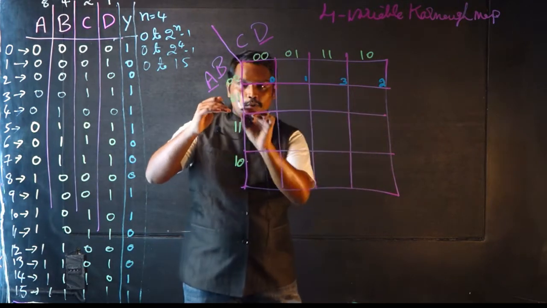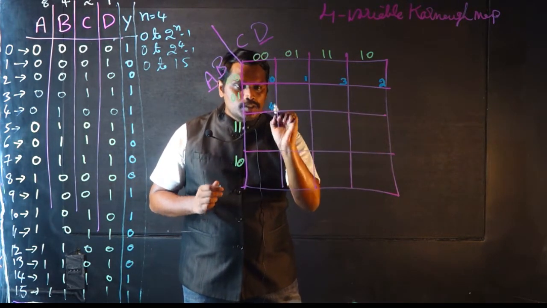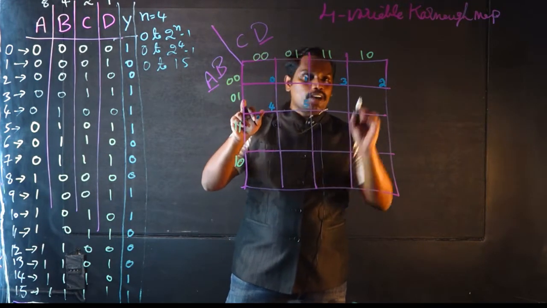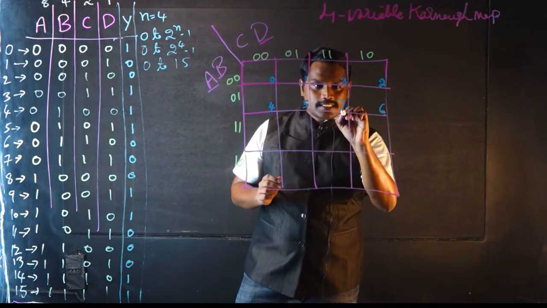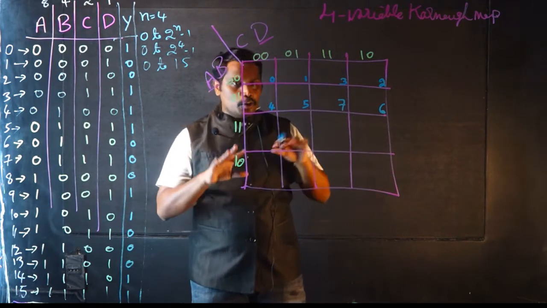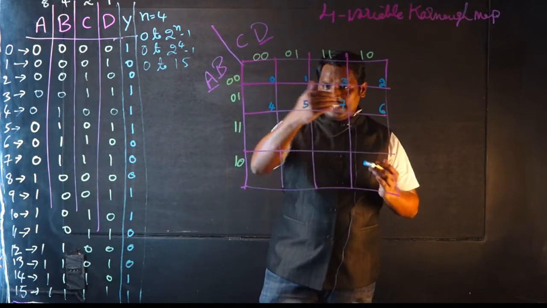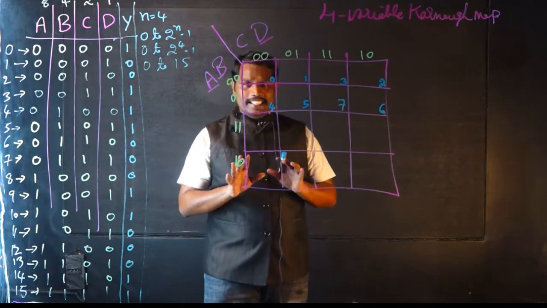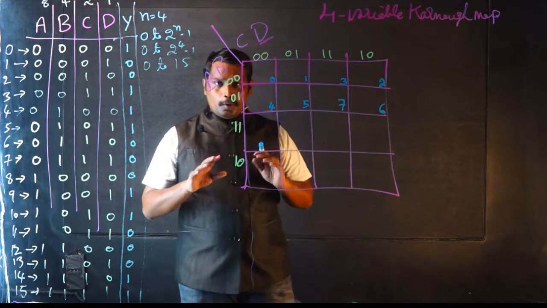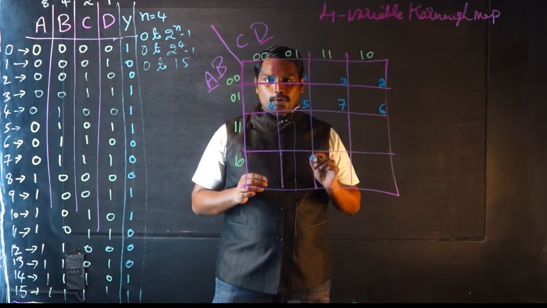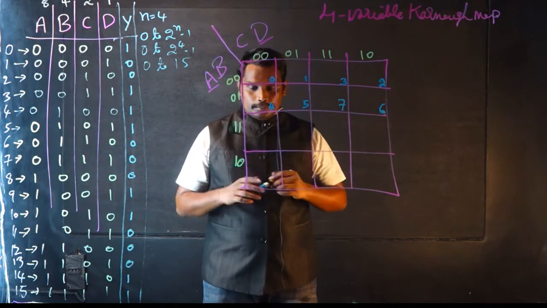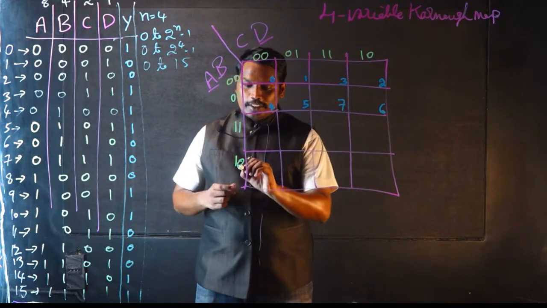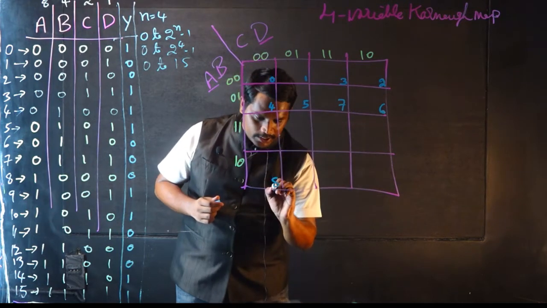In the same way, 0 1 0 0 is 4, 0 1 0 1 is 5, 0 1 1 0 is 6, and then 7. This is how you place the positions. Now, can you guess where to place the 8th cell? Pause this video and find out where location 8 goes in this Karnaugh map. Coming to the 8th location, 1 0 0 0 is the 8th position.